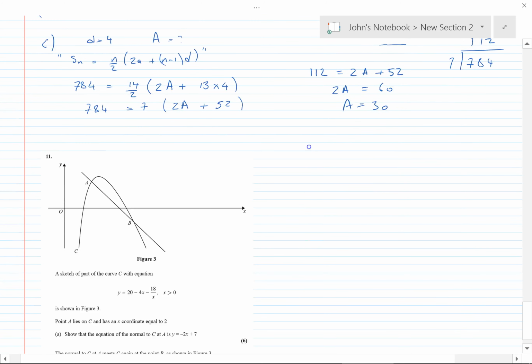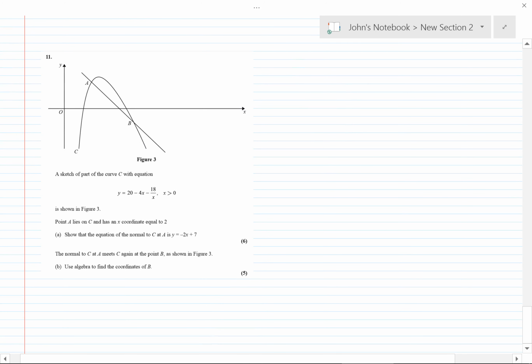Okay, so last question. Looks like a tangents and normals question here. Right, let's get on with it. We've got an expression here, so the equation of the normal at A, and this has got an x coordinate of 2, so we need to work out the y coordinate there. We need to differentiate this and use the fact that it's a normal to get that equation.